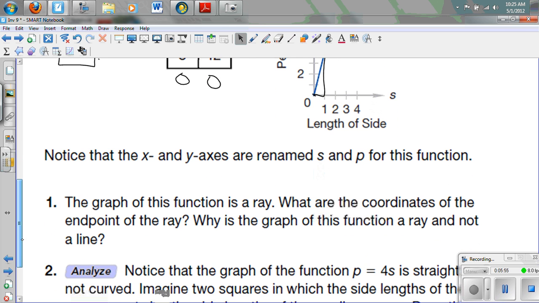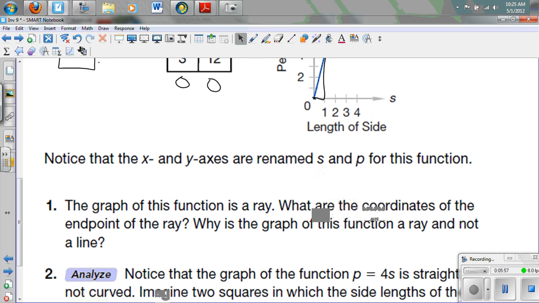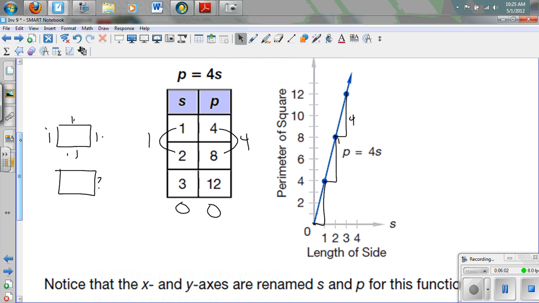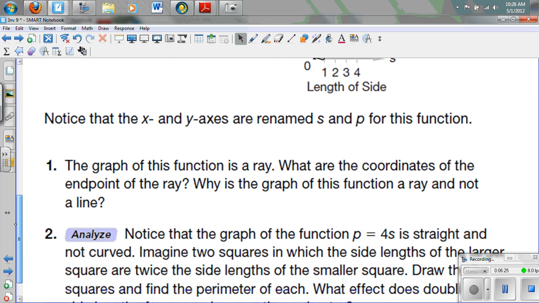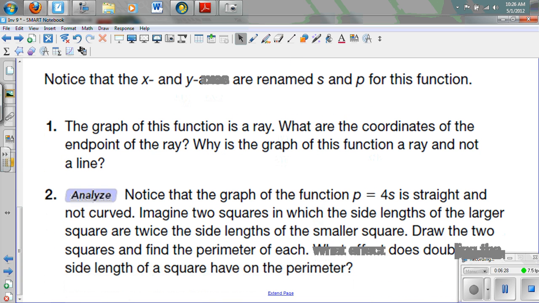going both directions. Notice that the x and y axis are renamed as s and p in this function, so we could replace this with an x and this with a y, but really it's the same thing. It's y equals 4x. Okay, so whether we use x and y or p and s, the one that's being multiplied here is your x-axis, and then what you're getting out of that is your y-axis. So the graph of this function is a ray.